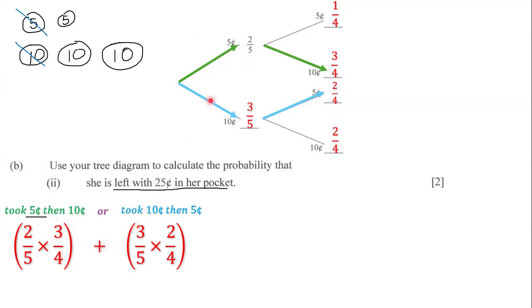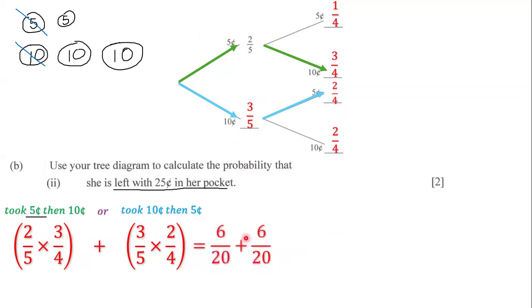She can take a 10 cents first, and the probability of her getting a 10 cents first would be 3 over 5. That's what we have. And then she could take a 5 cents next. And the probability of her taking a 5 cents after she already took a 10 cents would be 2 over 4. And so we have to compute.